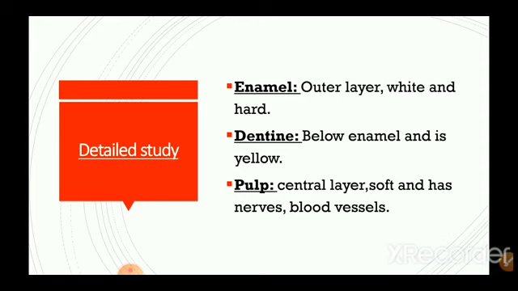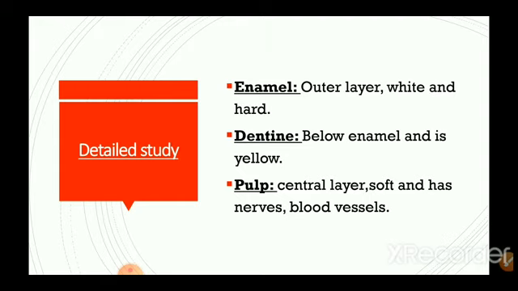Coming to enamel. Now what is enamel? As you can read in the sentence, it is the outermost layer of the tooth, and it is generally white in color. And also enamel is the hardest part of your tooth. Fine children, enamel is the outer layer, it is white in color and it is very hard. Next is the dentine layer. Dentine layer is just below the enamel, and it is generally yellow in color. Then coming to the third layer, that is the pulp.